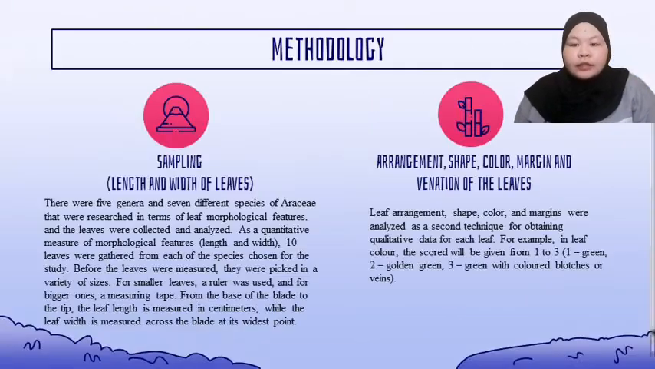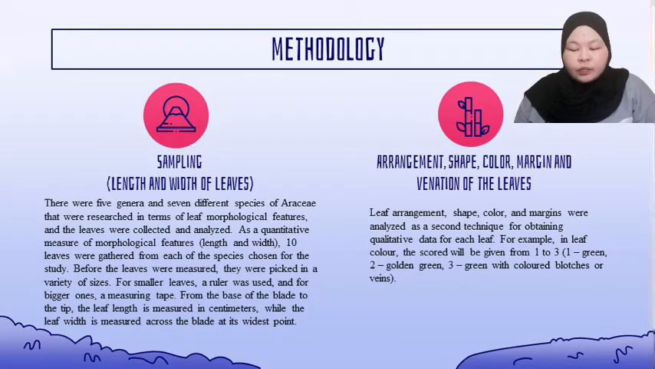Methodology. The 4 methods have been used in this project. First, sampling for length and width of leaf. There were 5 genera and 7 different species of Araceae that were researched in terms of leaf morphological features, and the leaves were collected and analyzed. As a quantitative measure of morphological features, 10 leaves were gathered from each of the species chosen for the study, and before the leaf was measured, they were picked in a variety of sizes. For smaller sizes, the ruler had been used to measure the length and width, and for the biggest one, a measuring tape.